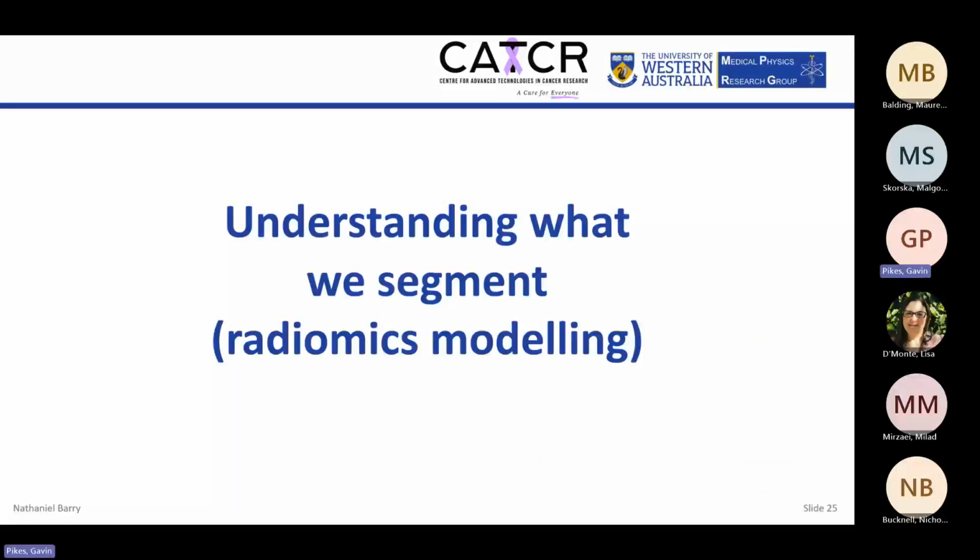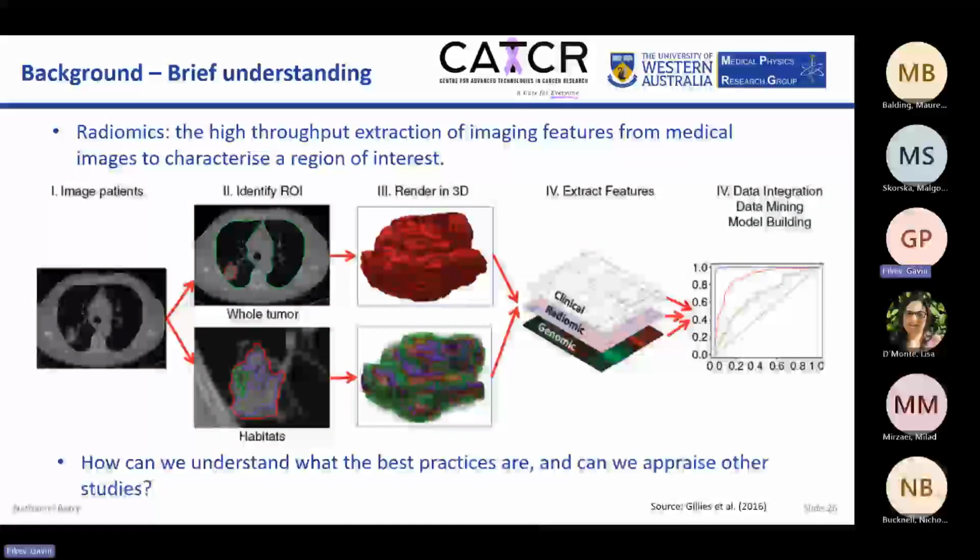So we had a look at automating that segmentation process. Now, how do we further understand what we're segmenting and conduct a rich quantitative analysis of that? And that's where radiomics modeling comes in. So radiomics is the high-throughput extraction of imaging features from medical images to characterize a region of interest. That figure in the middle there is just an example of doing this process on a lung CT.